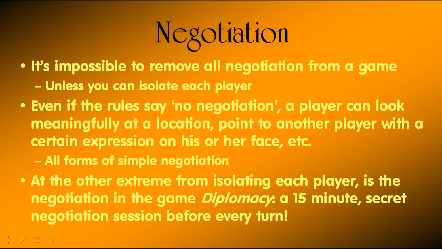Now let's consider negotiation. First, it's impossible to remove all negotiation from a game unless you can isolate each player the way tournament bridge players are now isolated by barriers so they can't even see their partner. They can't see anybody. Even if the rules of a game say no negotiation, a player can look meaningfully at a location, he can point to another player with a certain expression on his or her face, and so forth. He can use body language, in other words. All of that are forms of simple negotiation.